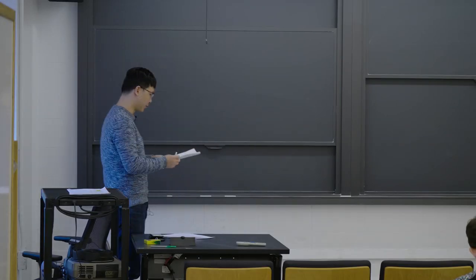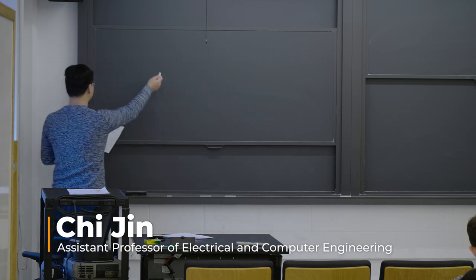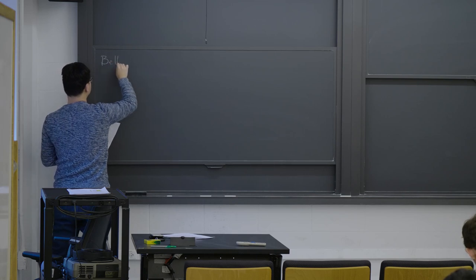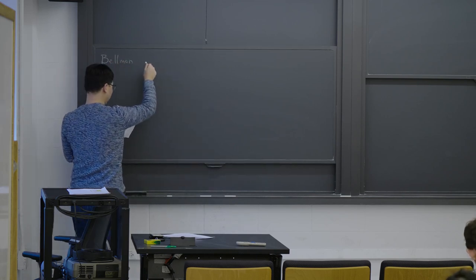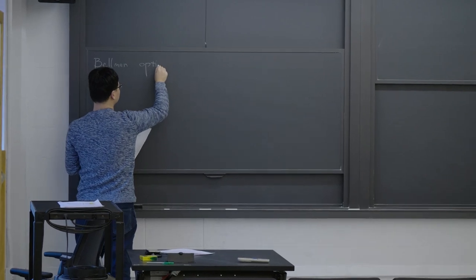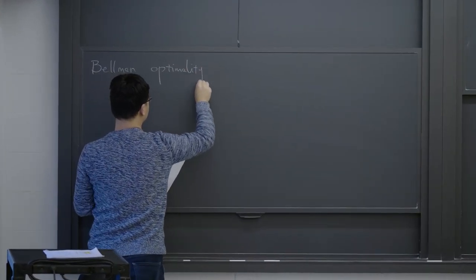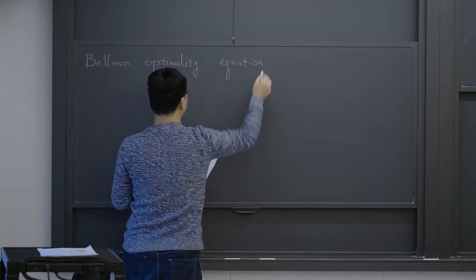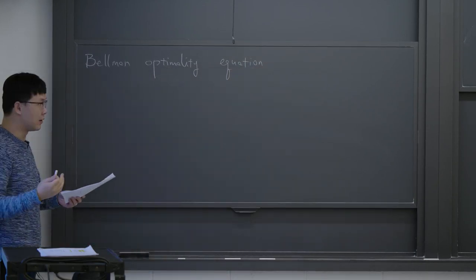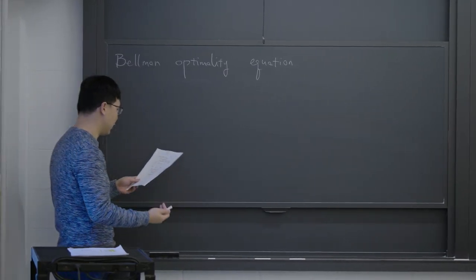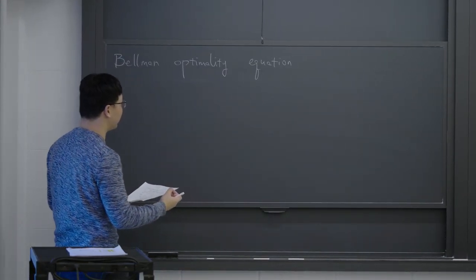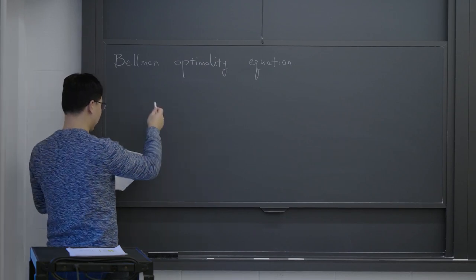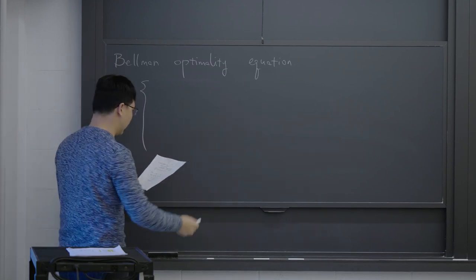So in the very end of last lecture, we talked about the Bellman optimality equation. Let's just quickly recap what we have been talking about. The Bellman optimality equation is similar to the Bellman equation, but the only modification is that instead of taking an action that averages over policy pi, we take the max action. So it has two equations.